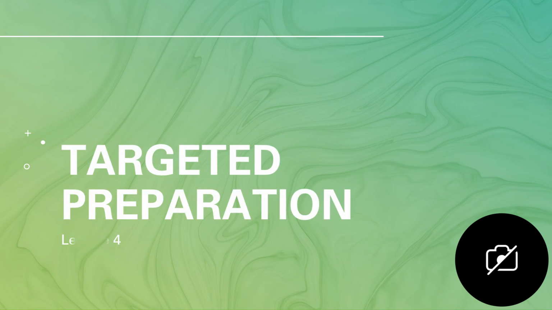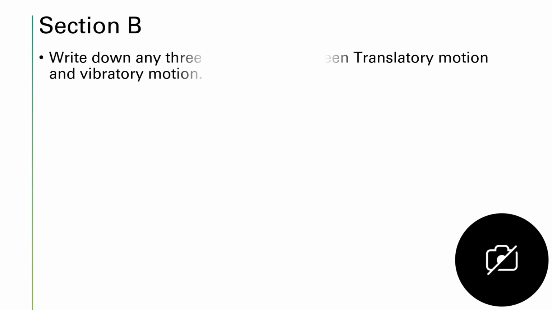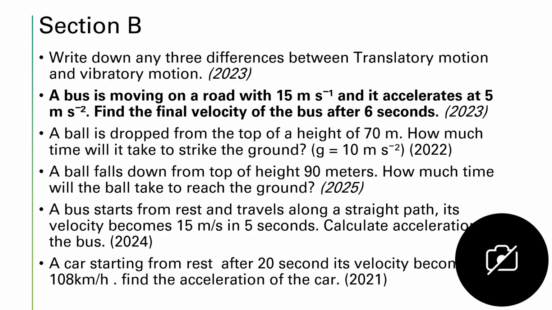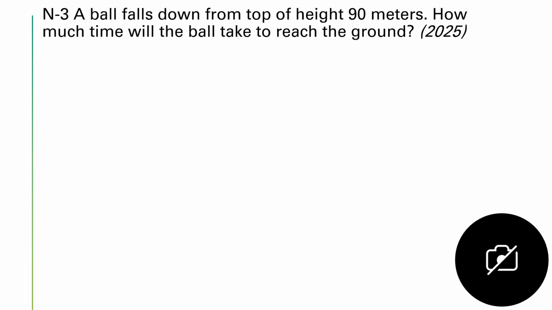Hi class 9 students, this is targeted preparation, lecture 4, chapter 2 kinematics and section B. Okay students, we have already solved the first 3 numericals, now it is time to solve the last 3 numericals. Numerical number 3 is from the year 2025.